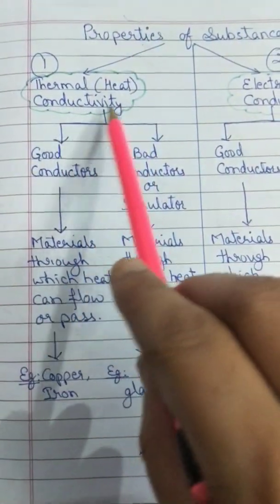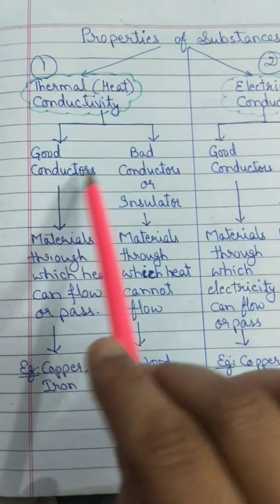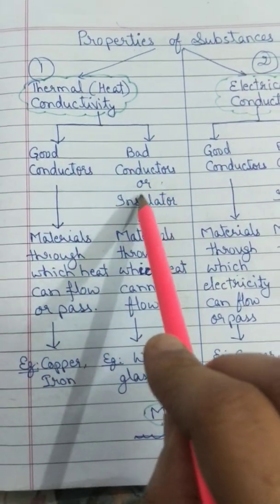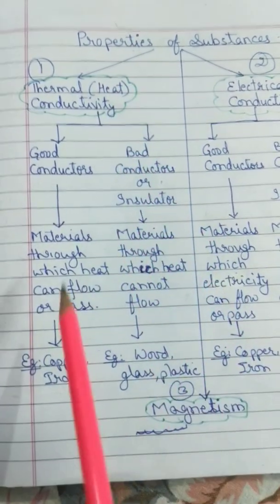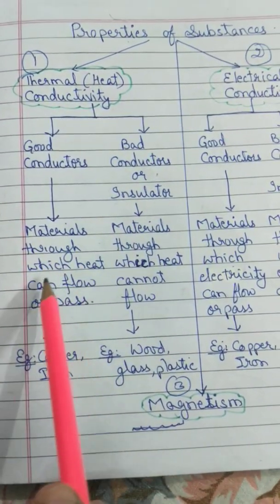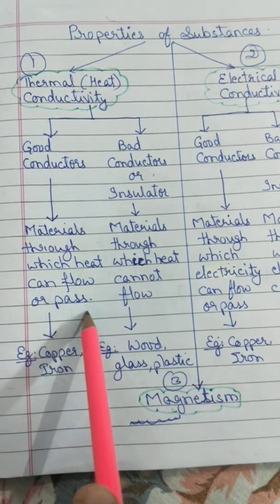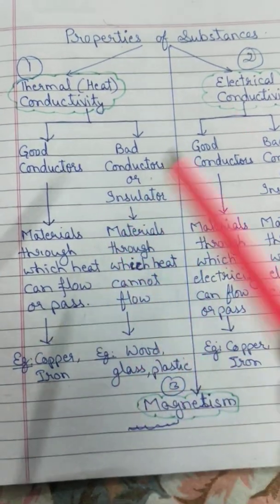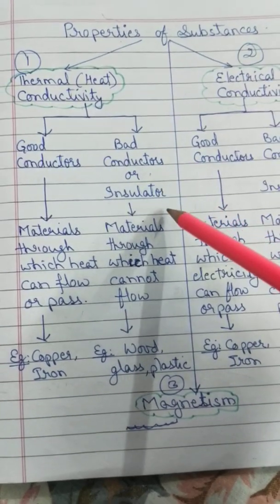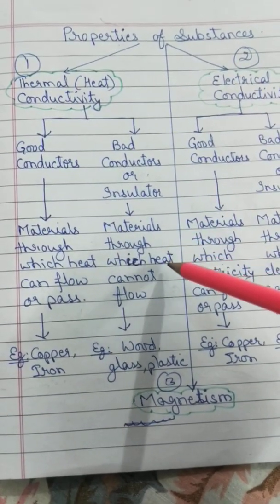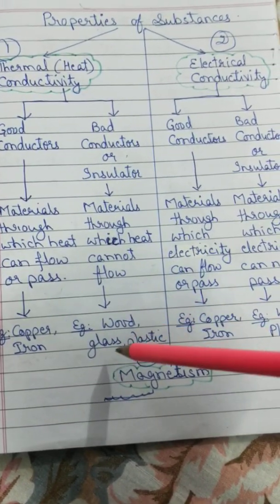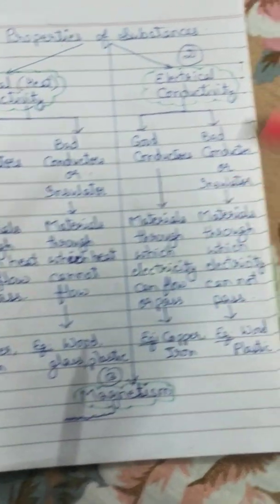Under thermal or heat conductivity, two types of substances are there: good conductors and bad conductors, or we call them insulators. Good conductor means the materials through which heat can flow or pass easily, like your copper, iron, or any kind of metal. Bad conductors or insulators are the materials through which heat cannot flow, right? For example, wood, glass, plastic, etc.